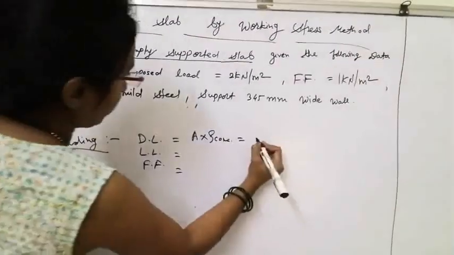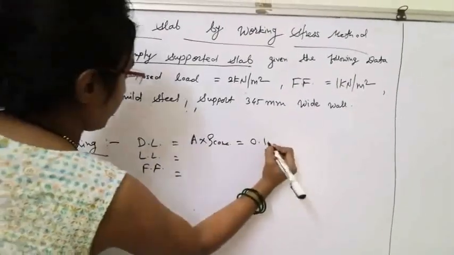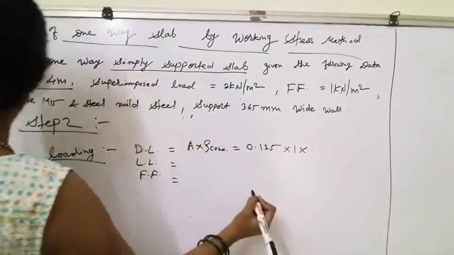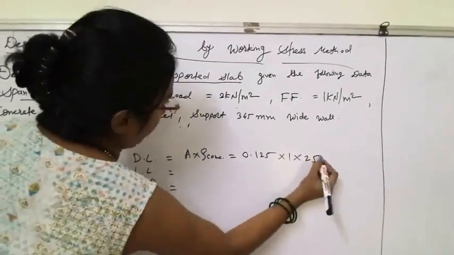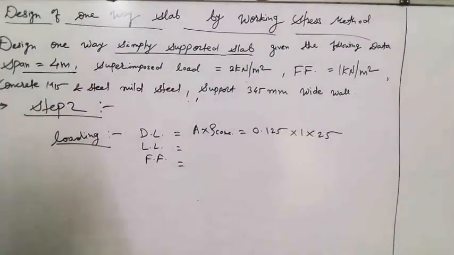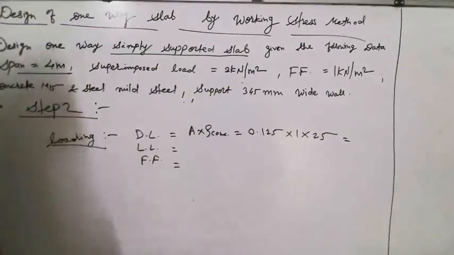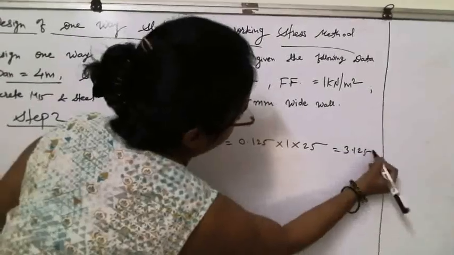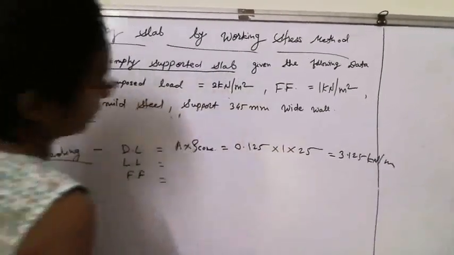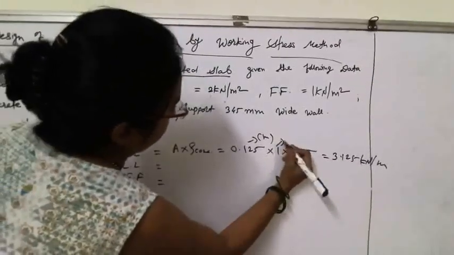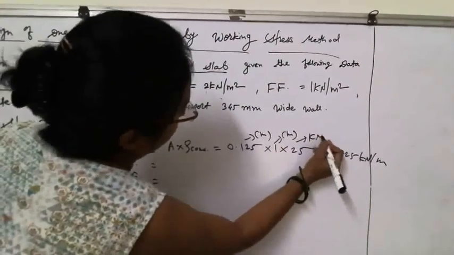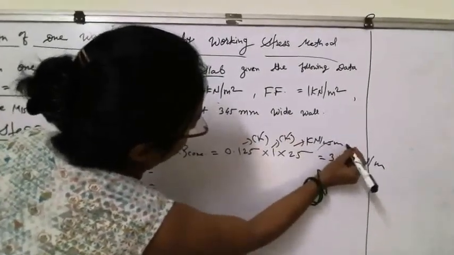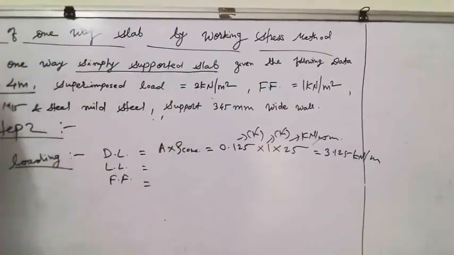Area is length into breadth: 0.125 into 1 into density of concrete, which is 25. The value we got is 3.125 kilonewton per meter. This is in meter, this is also in meter, and this is in kilonewton per meter cube. This will cancel, and it comes to kilonewton per meter. Okay, 3.125 kilonewton per meter.